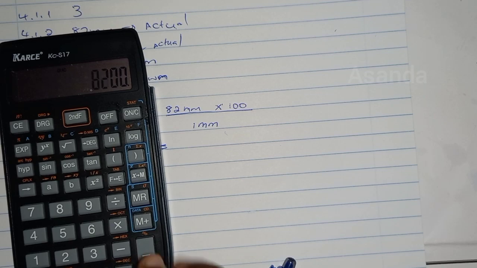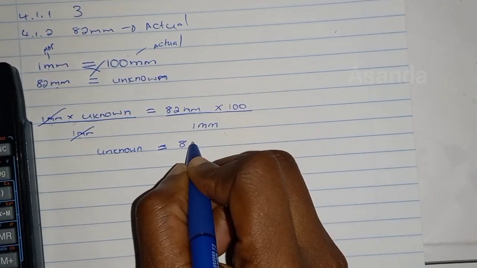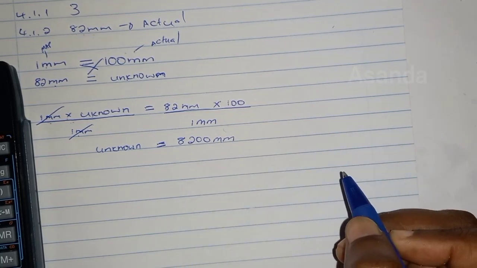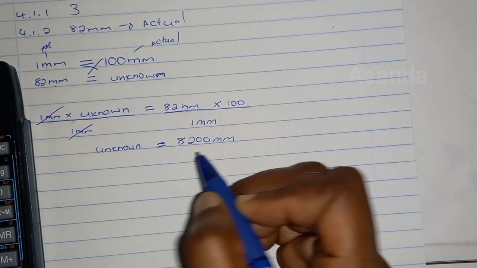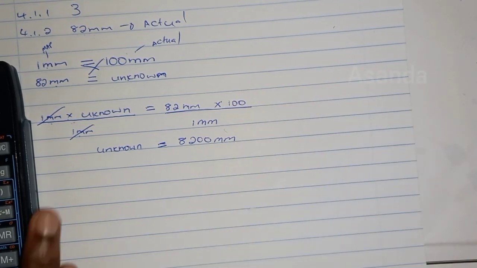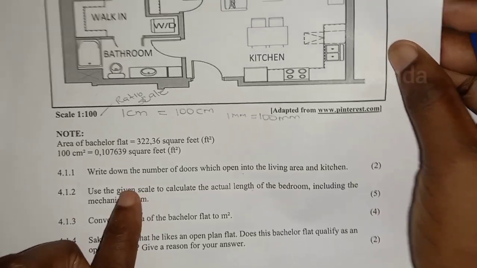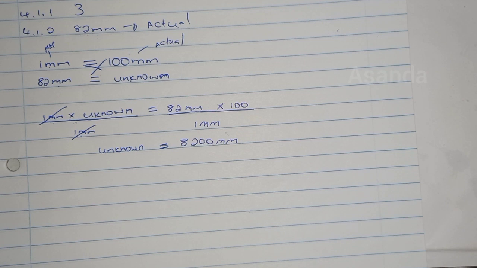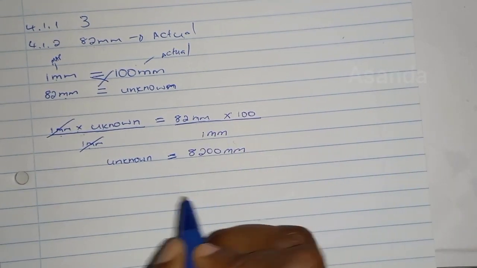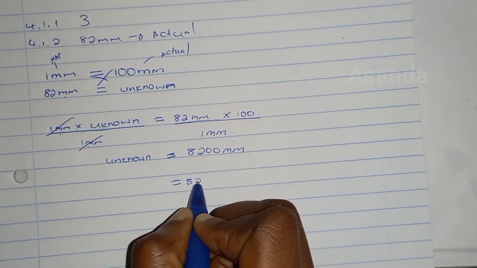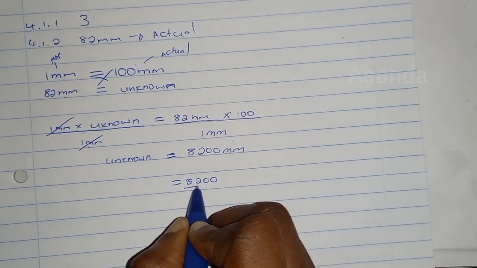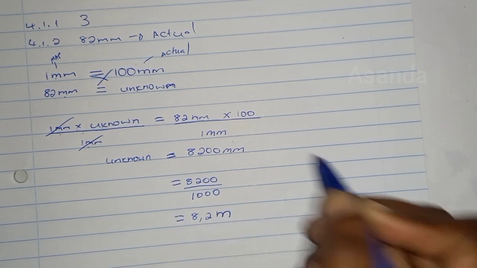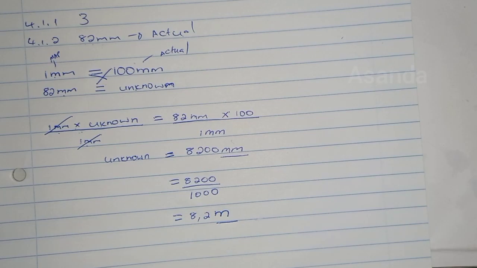82 multiplied by 100 is 8,200 millimeters. They didn't say what unit of measurement, so if you go back to the question, I remember they didn't say what unit we should leave it in. So I'm just going to go ahead and say this is the answer. But if they had said leave it in meters, I would have continued and said 8200 divided by 1000, and that will give 8,2 meters. Note the units of measurement are now different.